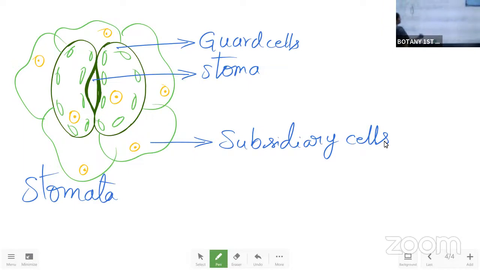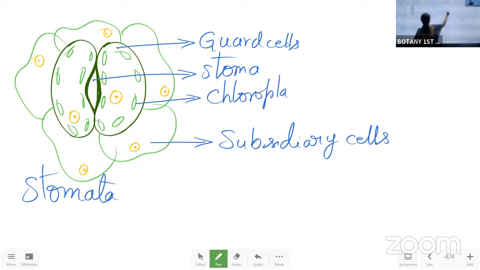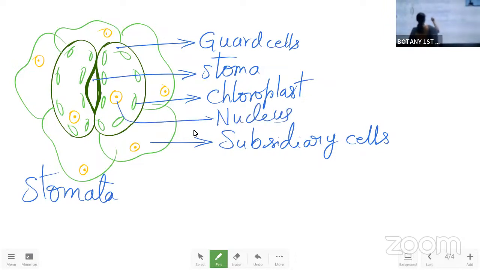Okay. And in the guard cells, these are the chloroplasts. And this is the nucleus. Okay. So what we are saying now, name the cells that are present surrounding the guard cells. Surrounding the guard cells, simple parenchymatous or somewhat large cells are present. Those are called the subsidiary cells.